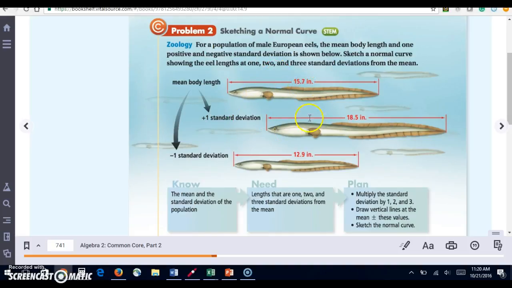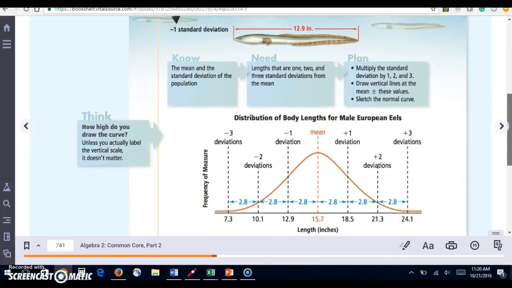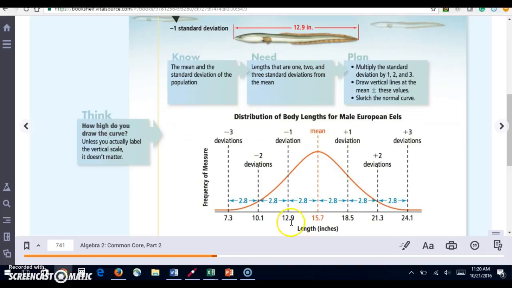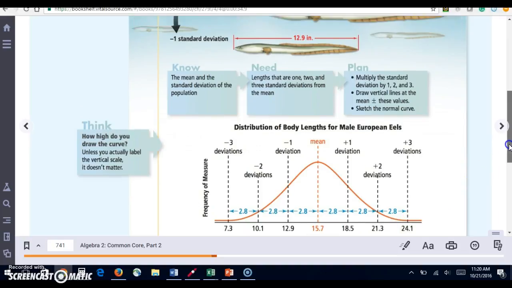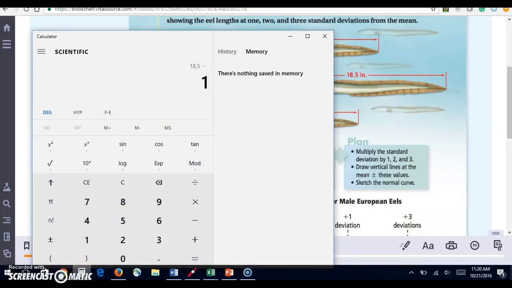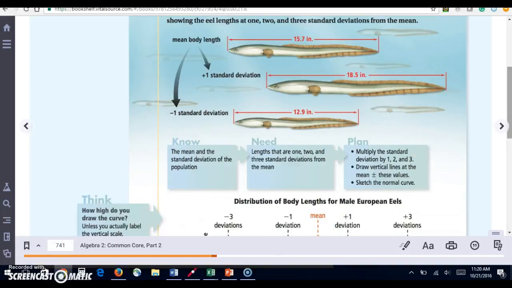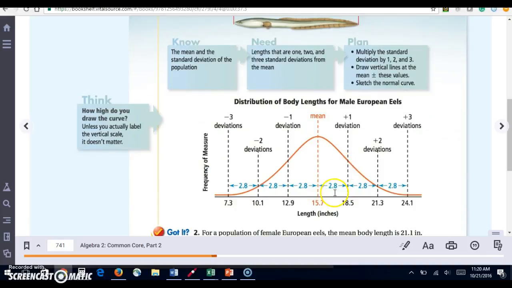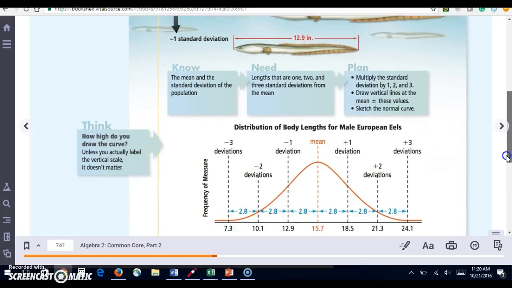One standard deviation from that mean will be 18.5. Negative one standard deviation from that mean will be 12.9. So I know that 15.7 will go here, 12.9 will go here, and 18.5 will go there. Then I would subtract these values. So 18.5 minus 15.7 is 2.8. So that means that this length here will be 2.8 and this length will be 2.8. This length from here to here will be 2.8, right? So I would actually multiply that by 2.